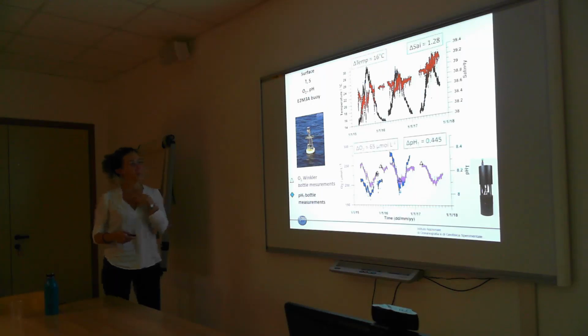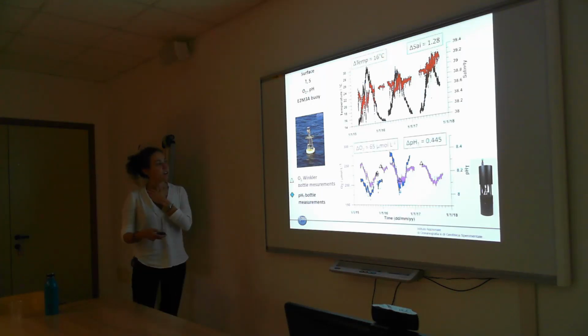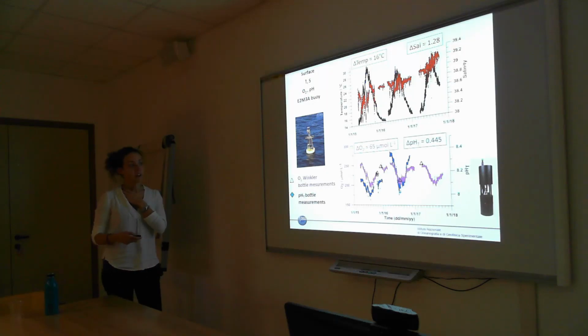And a thing that we can see from this graph is that the variability is really high for those parameters, especially for pH. The seasonal variability is of 0.44 units. So it's really, really high. Even salinity is 1.22, and 16 degrees of temperature. So the variability in the system is really, really high.